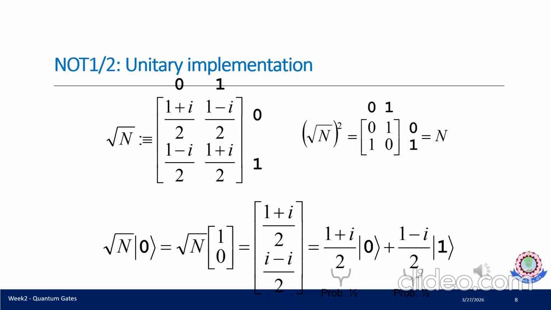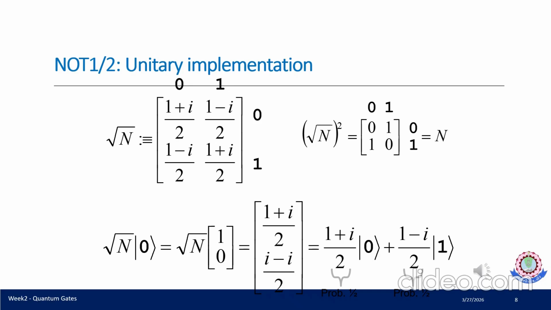Next one is the unitary implementation of the square root of NOT, also denoted as the square root of N in quantum computing. This is the unitary implementation matrix. This matrix is unitary, and the square root of N times the square root of N is equal to N, which is closely related to irrational numbers. Thus applying this square root of N twice gives the ordinary NOT operation.